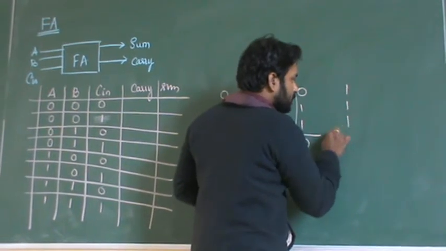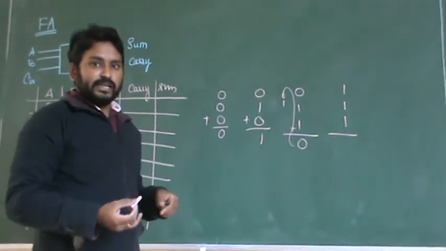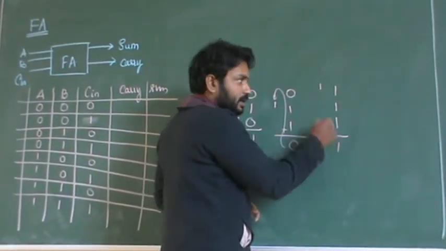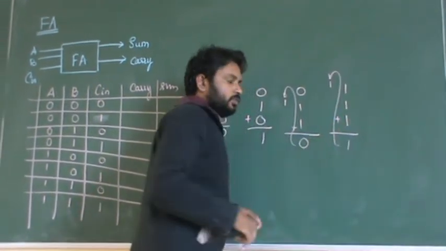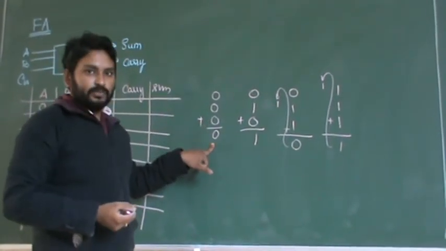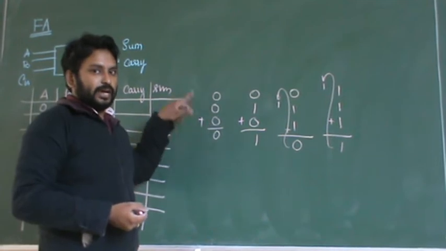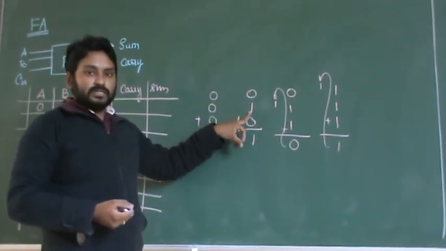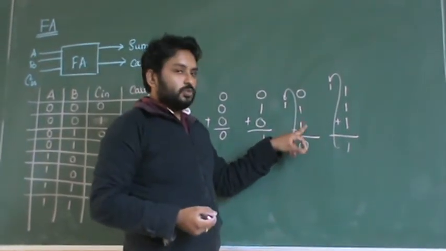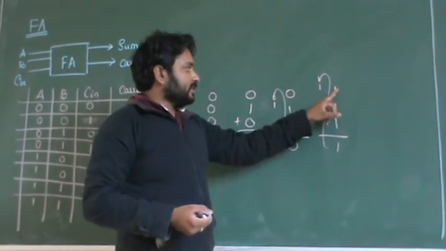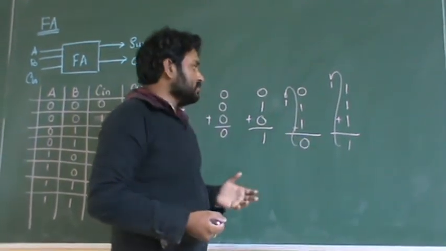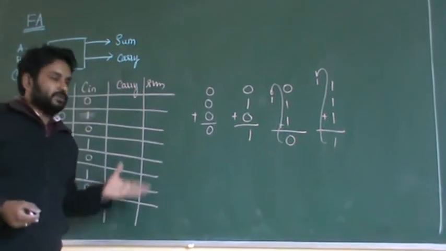Next 1, 1, 1. So 1 plus 1 plus 1 is 3. How to write 3 in the binary representation? It is 1 and 1. So sum will also be 1 and carry will also be 1. So this is how you have to write it for the full adder. I repeat it once again. If all the 3 bits are zeros, the sum is 0 and the carry is also 0. If there is only a single 1, the sum is 1 and the carry is 0. If there are 2 ones, the sum is 0 and the carry is 1. And if there are 3 ones, the sum is 1 and the carry is 1. So this is how you have to understand before filling the truth table.